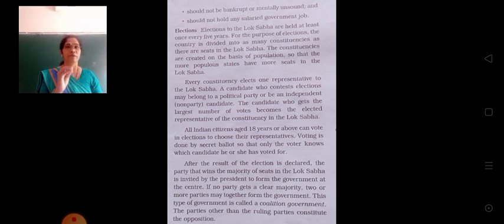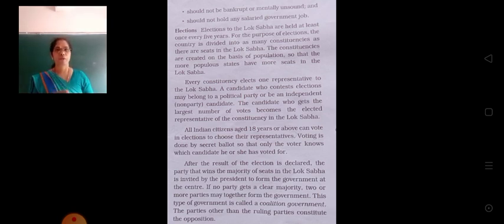He should not be bankrupt or mentally unsound, which means he should be mentally fit, and should not hold any salaried government job. Those who are standing as a candidate for Lok Sabha elections should not hold any government job or be bankrupt or mentally unsound.